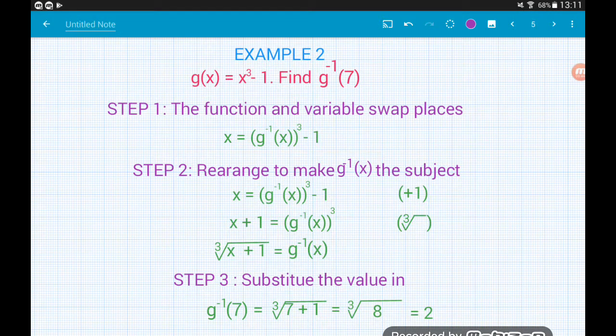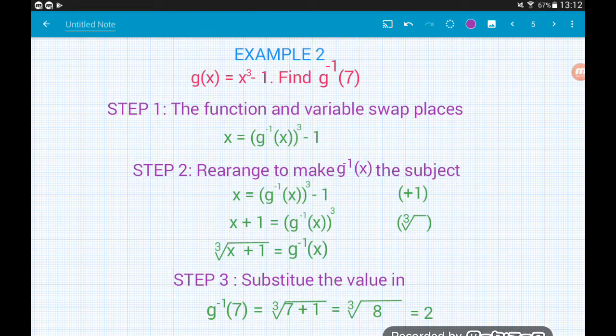Step 2, rearrange to make g inverse the subject. So we add the 1 to both sides. That gives us x plus 1 equals g inverse cubed. Then to get rid of that cube, we cube root both sides and get the cube root of x plus 1 is equal to our inverse g function. To find g inverse of 7, we just substitute that 7 in as we would to a normal function. So g inverse of 7 is the cube root of 7 plus 1, which is the cube root of 8, which is equal to 2.